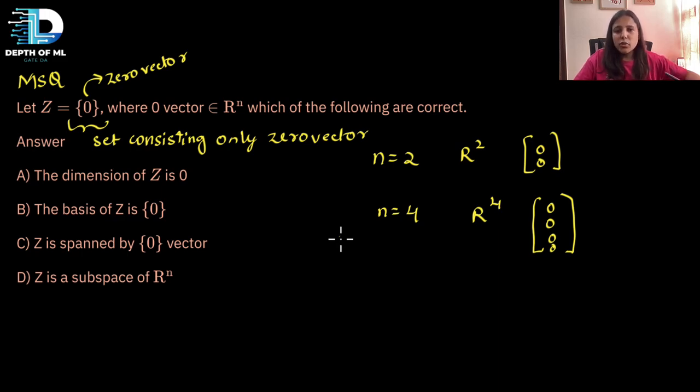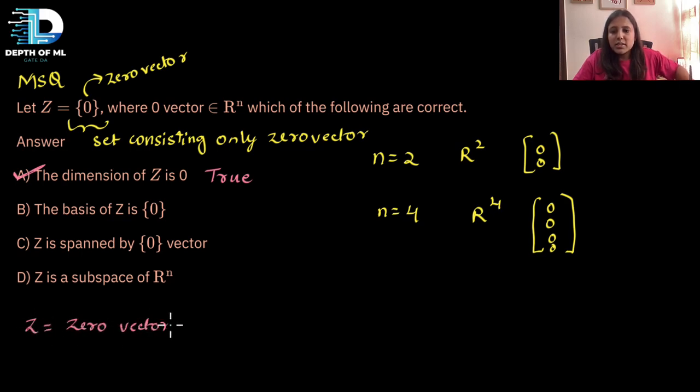So the dimension of Z is 0. And I've seen students struggling with this particular statement. This particular statement is actually true. We are saying that the dimension of Z is 0. Z is a vector space, it's a 0 vector space basically. So let me write it over here. So this is a 0 vector space.